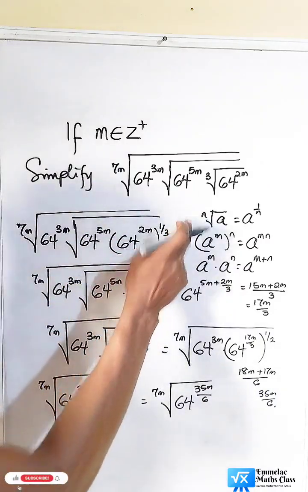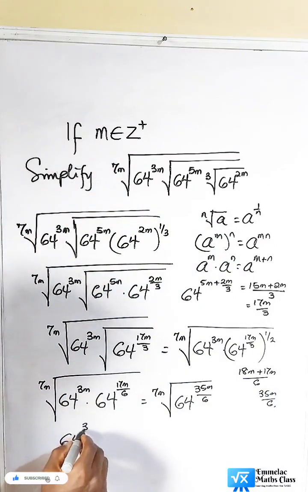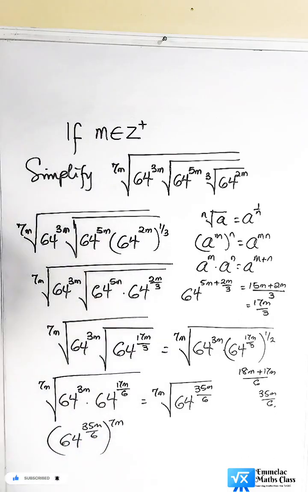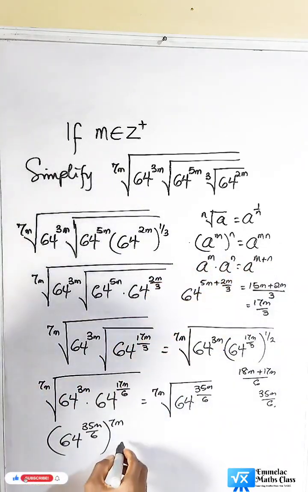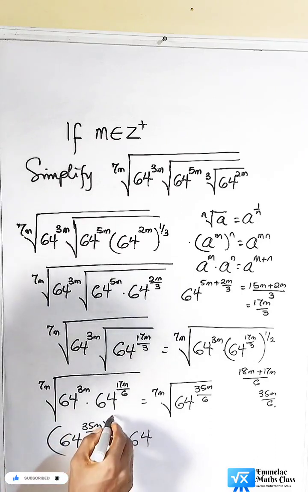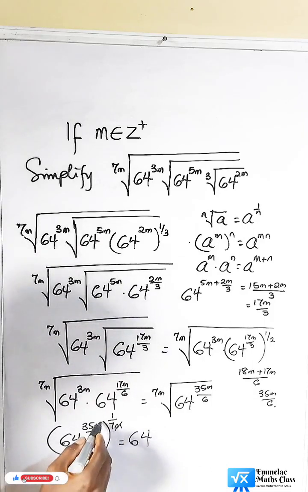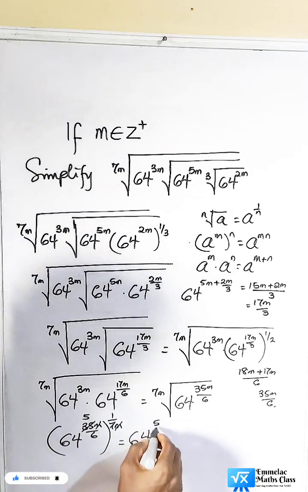Then applying this rule here again, here we have 64 raised to the power of 35m all over 6, all to the power of 7m. Okay, and you can see that it is likened to this rule again, which implies that we need to multiply, and that will be 64. And what we tend to multiply, sorry, this should be 1 all over 7m. And when we multiply, m will eliminate m. 7 in 35 will give us what? 5. Okay, now we have 5 all over what?